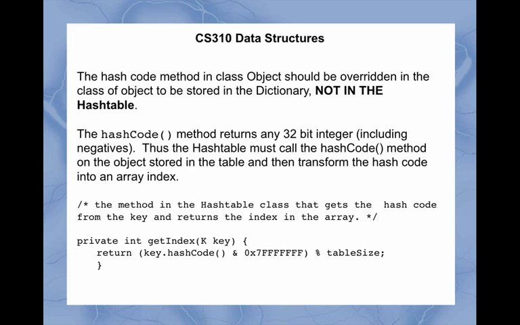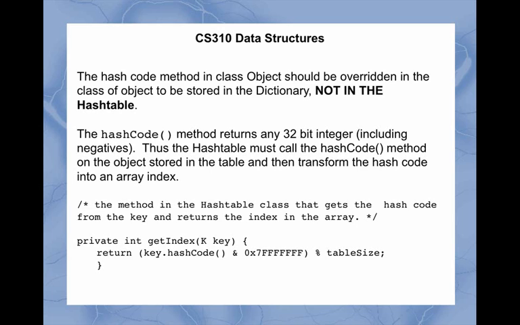So this hashcode method that exists in class Object should be overridden in the class of the object that will be stored in the dictionary, but not in the dictionary itself. This is a very important point, and this is a point that students get wrong. Hash tables do not have hash code methods, period. The objects that are getting hashed, the objects that are being stored in the dictionary, will have the hash code method.